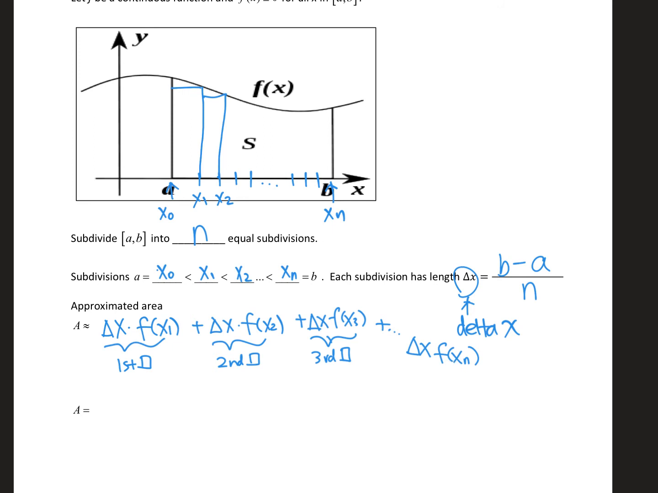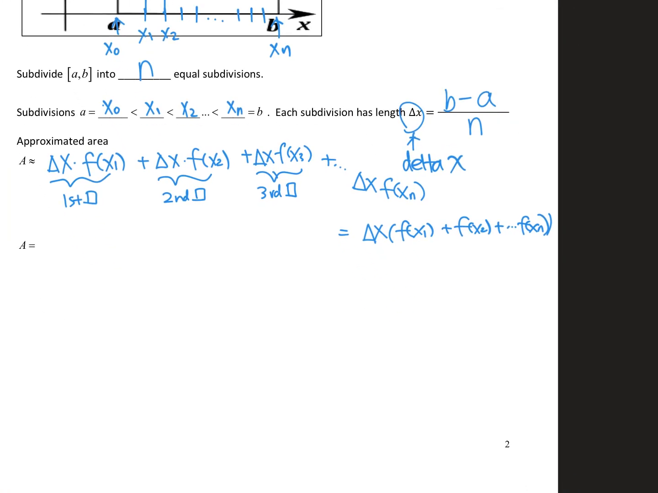Again, I can factor out delta x. So I can say delta x times f of x1 plus f of x2 plus dot dot dot f of xn. I don't know if you remember the sigma notation. There's a notation for when you try to add a bunch of numbers. It's like f of x1 plus f of x2 up to f of xn. Is there a better notation to represent this sum? So we can write delta x times sigma f of xi, i goes 1 to n. I know you might be freaking out.